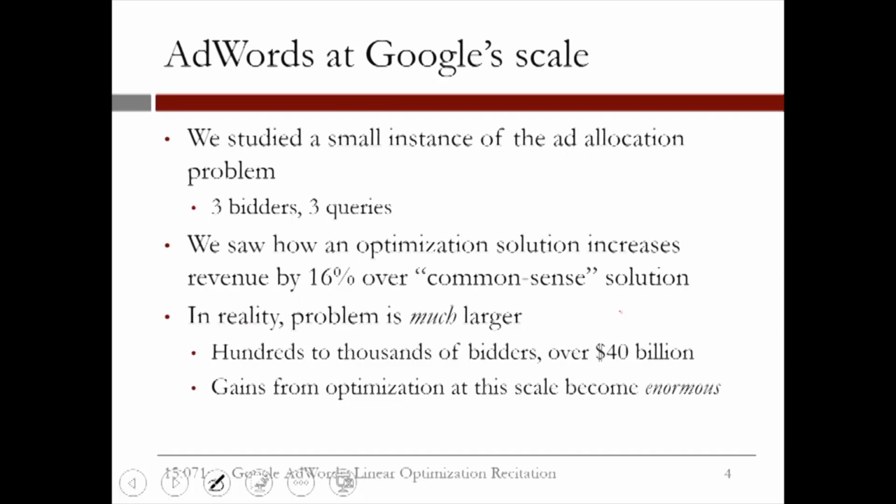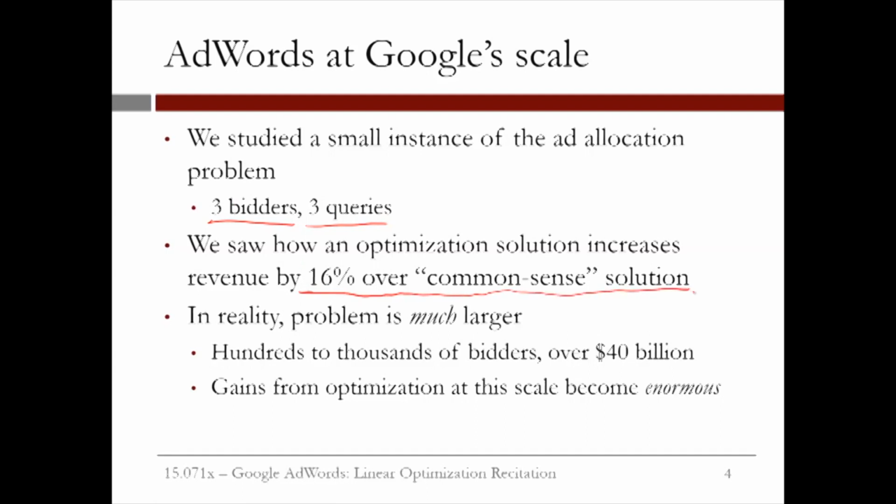Let us now summarize the salient points of this recitation. So far, we have studied a small instance of Google's ad allocation problem where we had just 3 advertisers or bidders and 3 queries. We saw how an optimization solution increases revenue by 16% over a simple common sense solution.